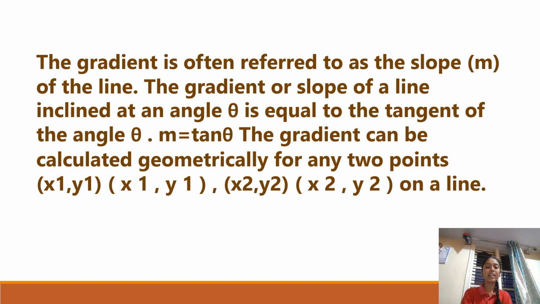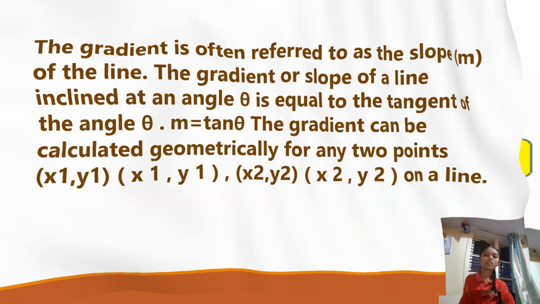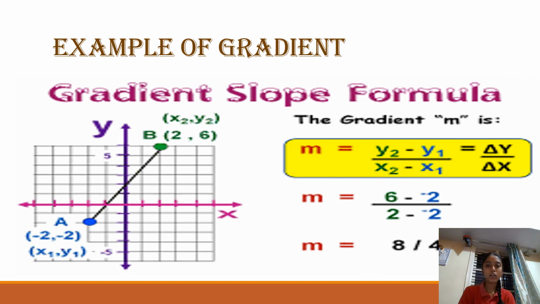The gradient can be calculated geometrically for any 2 points such as x1, y1 and x2, y2 on a line. Consider an example of gradient where the gradient slope formula is used, and the formula is given as m is equal to y2 minus y1 by x2 minus x1, which will be equal to delta y by delta x. So m is equal to 6 minus of minus 2 by 2 minus of minus 2. When we simplify, we get m is equal to 8 by 4. When we divide, the answer will be 2.